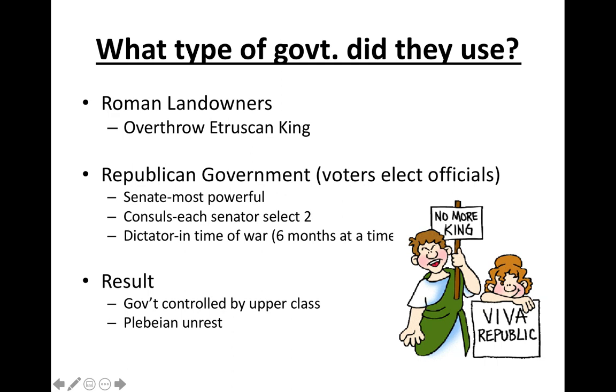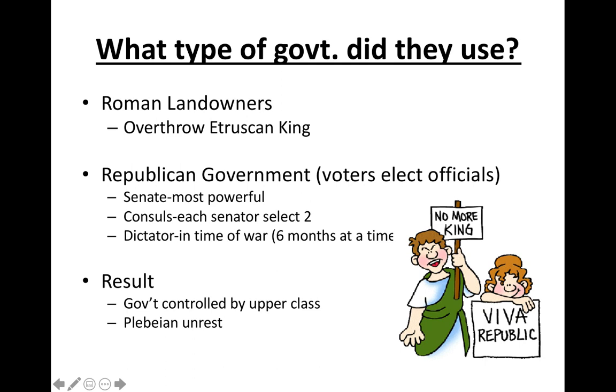Voters elected officials. That's essentially the idea of what a republican government is. We elect officials to go be our democratic voices in Washington, D.C. The same thing happened here in the Roman Empire, or excuse me, Roman Republic. And so the Senate was the most powerful of the elected bodies here. There were also consuls. Each senator elected or selected two consuls for them as well.